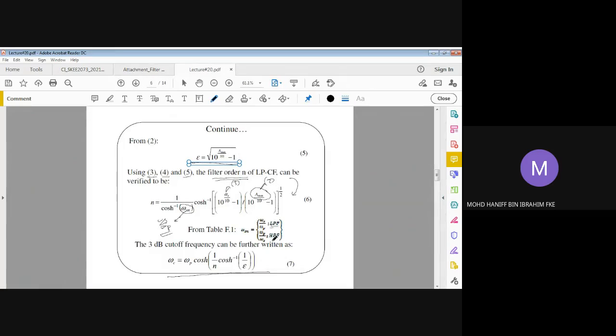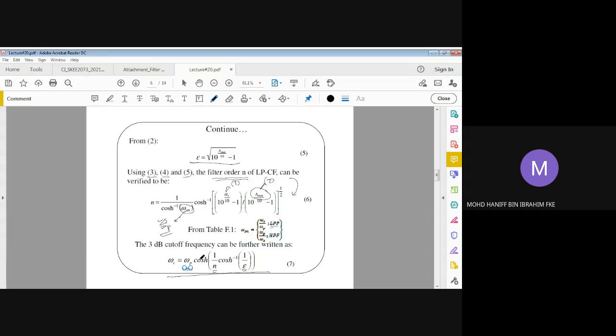Okay, so this equation will be used in calculating the cutoff frequency omega c, where it needs the passband frequency omega p, the filter order n, and also the ripple factor epsilon. Epsilon can be calculated based on equation 5. Equation number 5 is used to calculate the epsilon value. N is obtained from equation 6, and omega p shall be given in the questions.